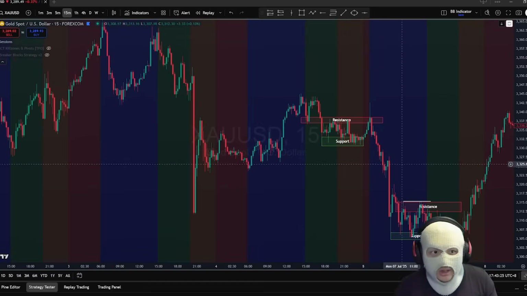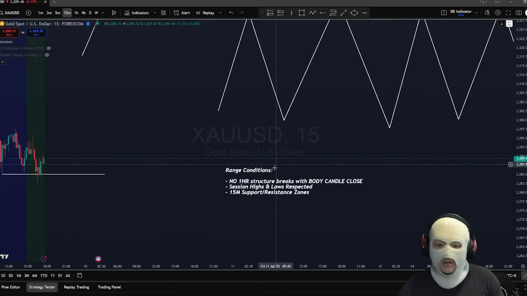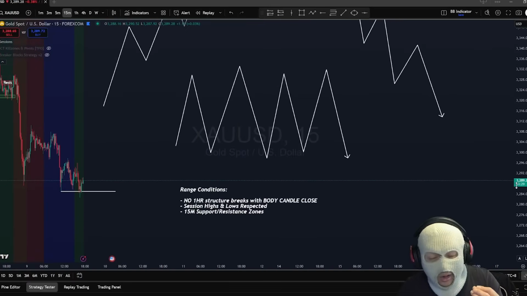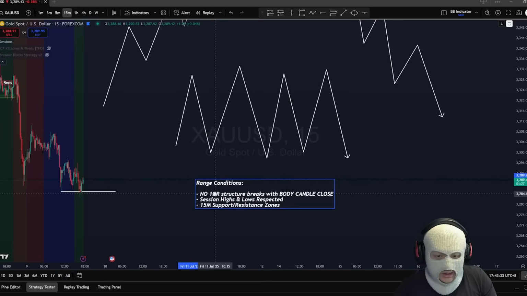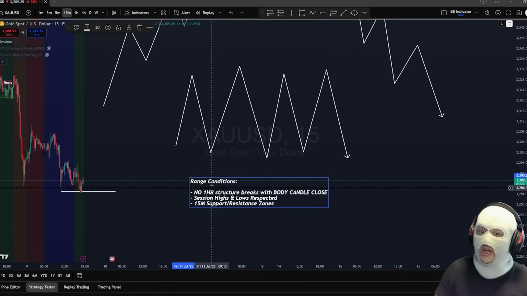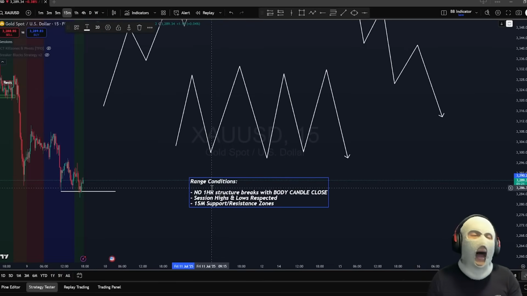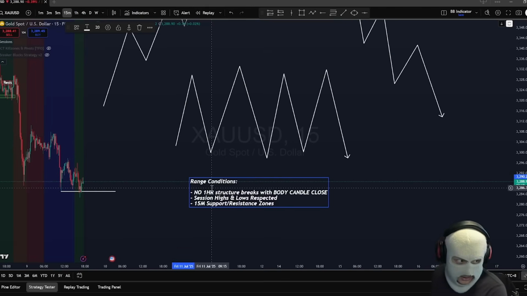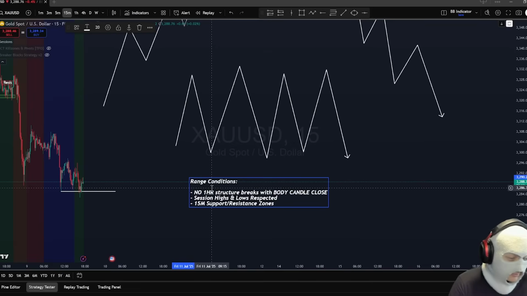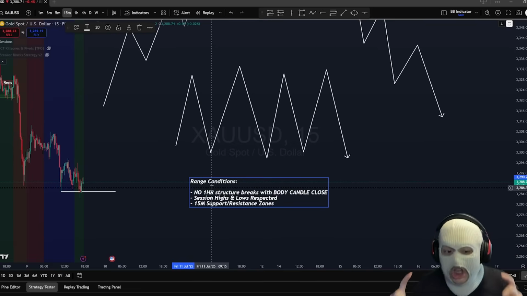So like I mentioned, these are the conditions to target for ranges, or how you identify ranges for that matter. These are the three things I look at. Do I need all three to be fulfilled? No. Either one is fine. Okay, either one is fine. So this is range.